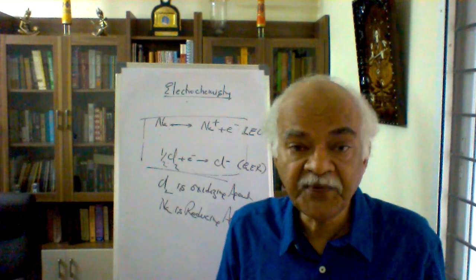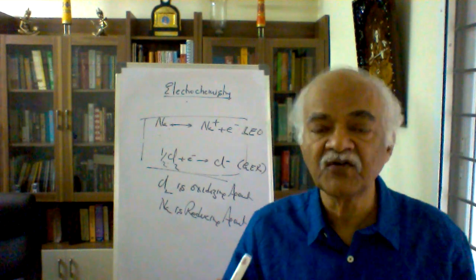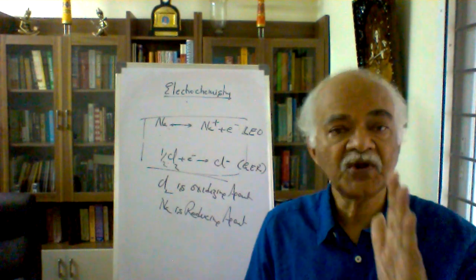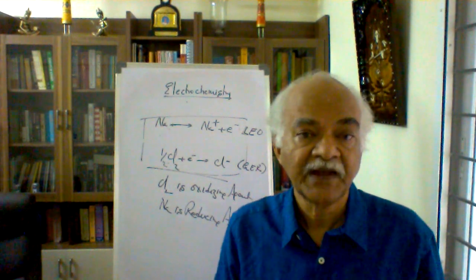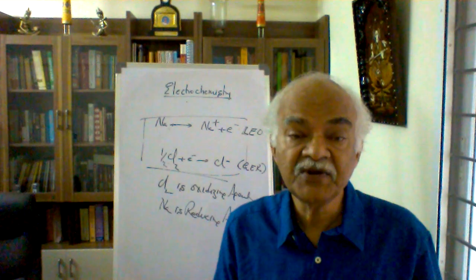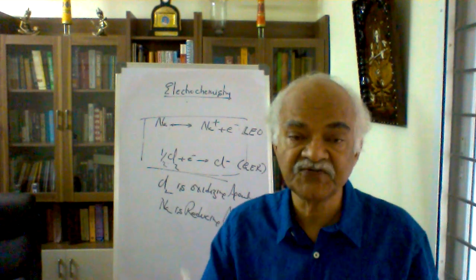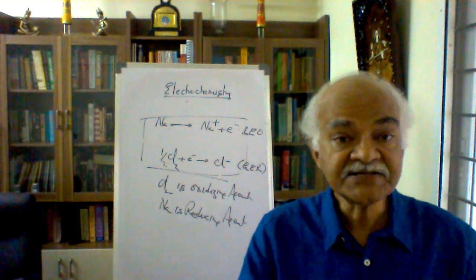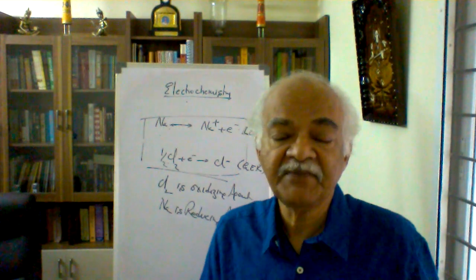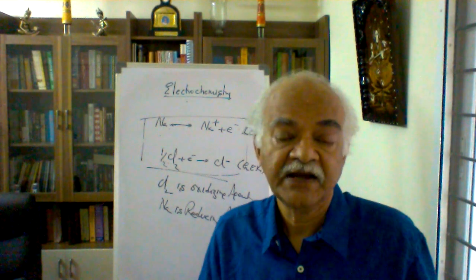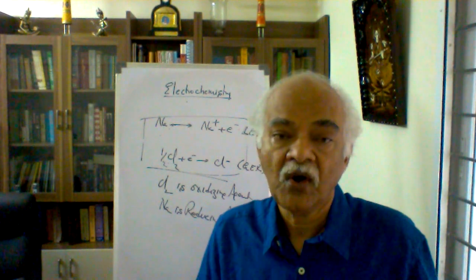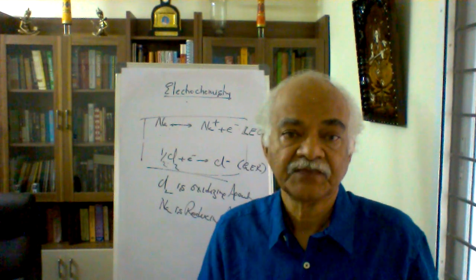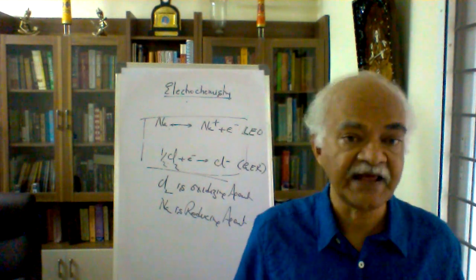Now if you look into the periodic table, probably you can make out from their positions. Sodium belongs to the first group, alkali metals, and chlorine belongs to the seventh group, or halogen family. Therefore, as a group, first group elements are reducing agents, and as a group, halogens are oxidizing agents. This is one way of recognizing them.